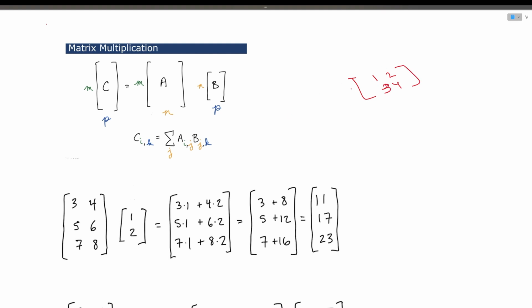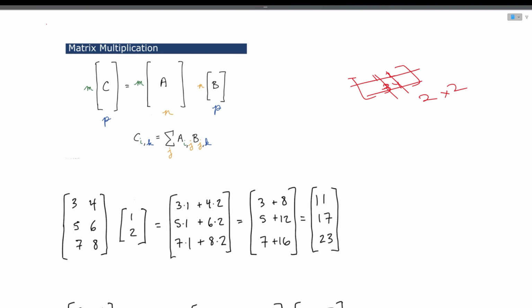So you can see you have two rows, row 1 and row 2. And then you have two columns, one column, two columns, right? So you can see exactly the same value. So these are basically square matrices.